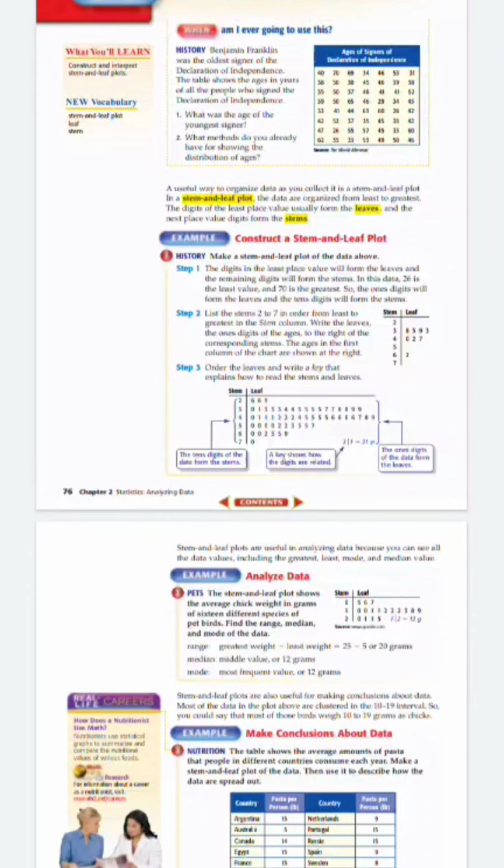Step 1. The digit in the last place value will form the leaves and the remaining digits will form the stems. In this data, 26 is the least value and 70 is the greatest. So the ones digit will form the leaves and the tens digit will form the stems. Step 2. List the stems 2 to 7 in order from least to greatest in the stem column.